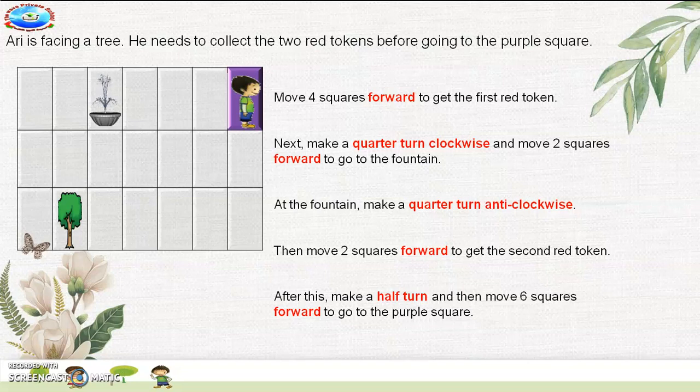So from the beginning I said that there are different possible ways or different possible paths that Ari can take. This is one path. Can you write directions for another possible path that Ari can take? Please try it.